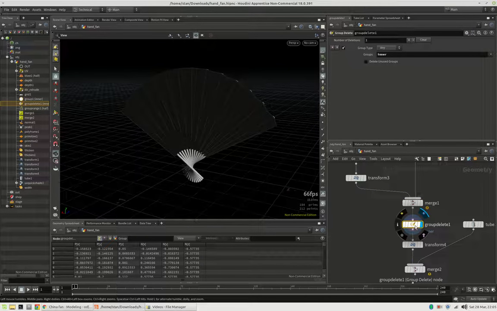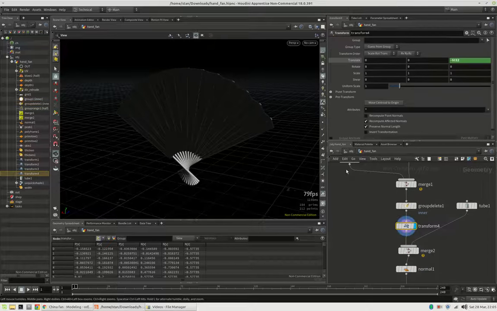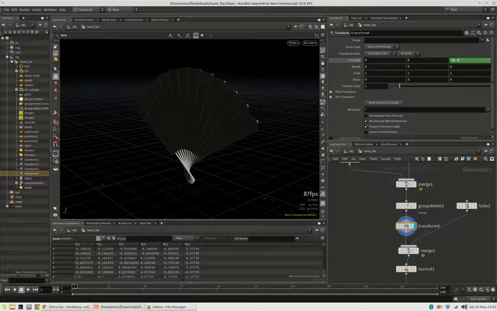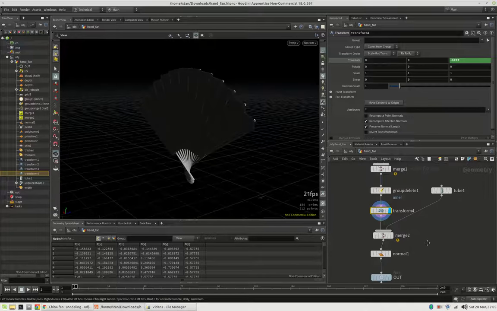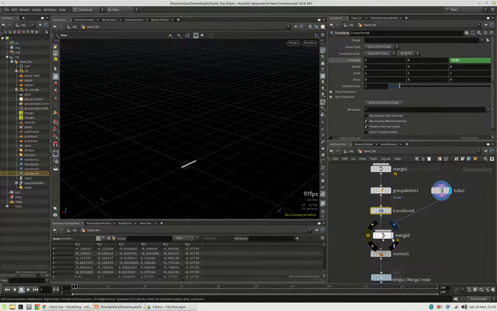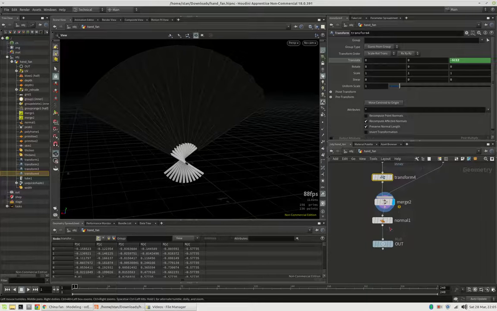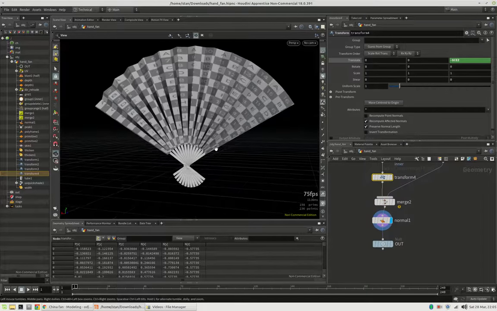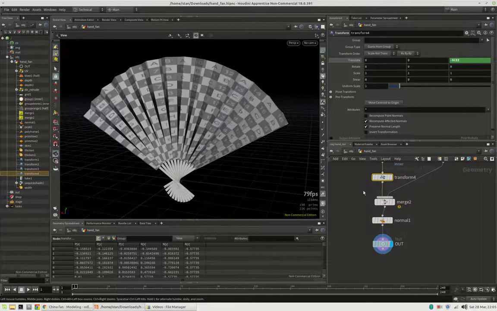First of all, I'm just removing groups I don't need anymore, just to clean it up a little. I move the whole thing to the center again using minus $CEZ. So it's sitting right in the center. And then I'm merging this with a little tube, so we have basically an axis to rotate around. And then by recalculating the normals, I get a proper view on our fan.